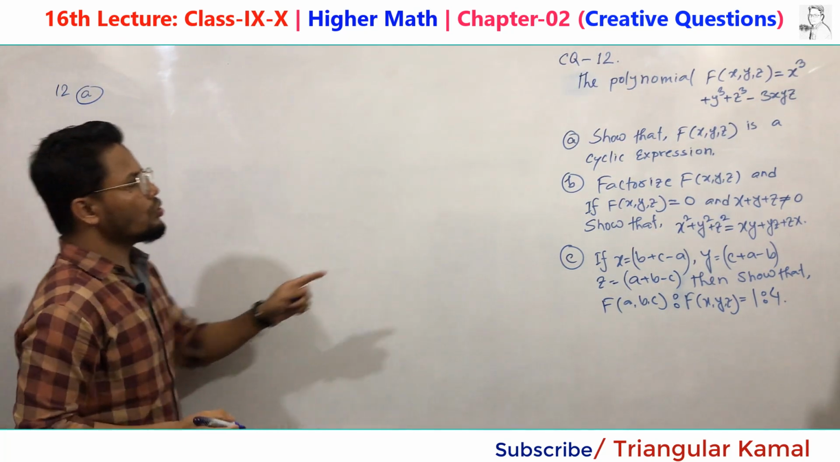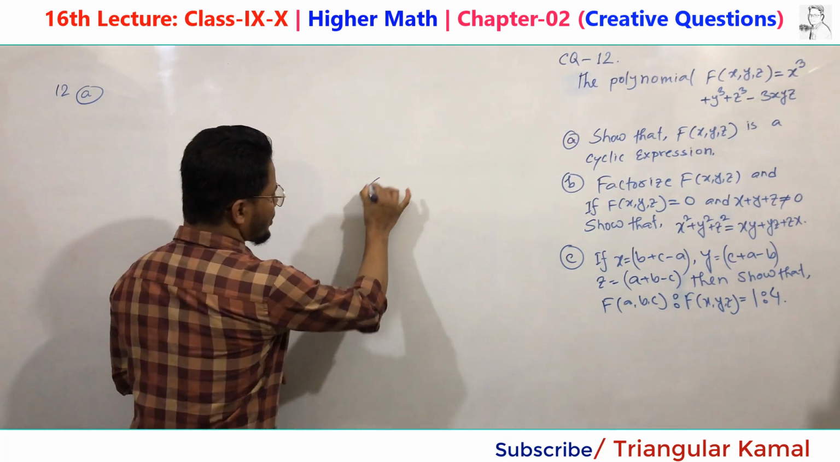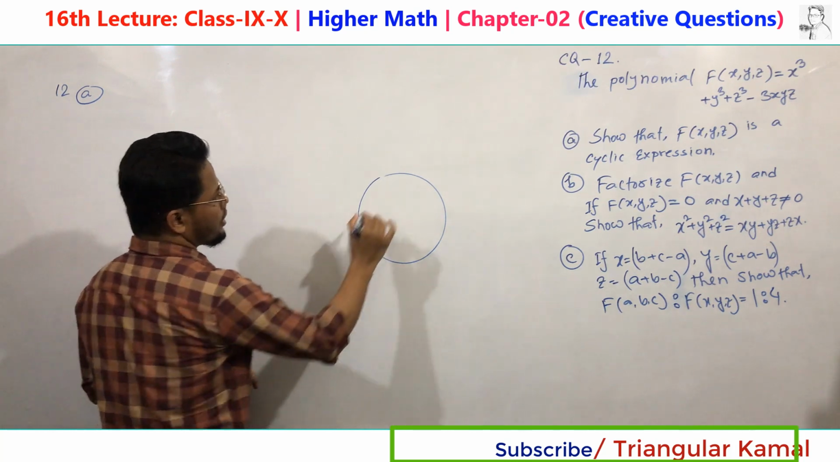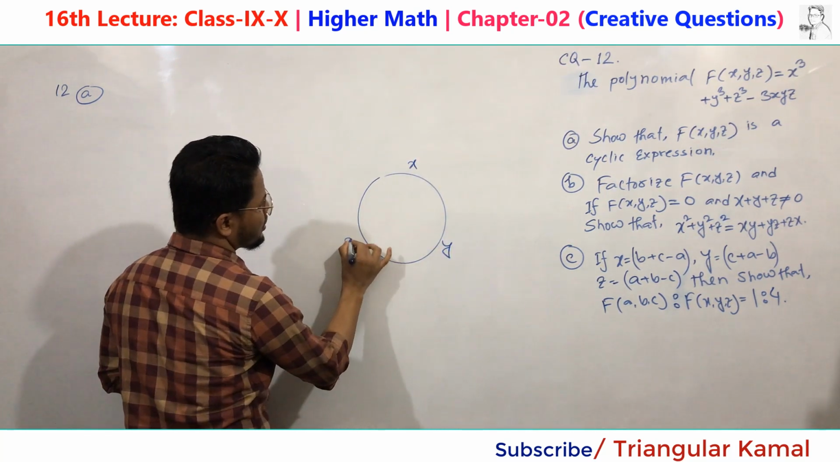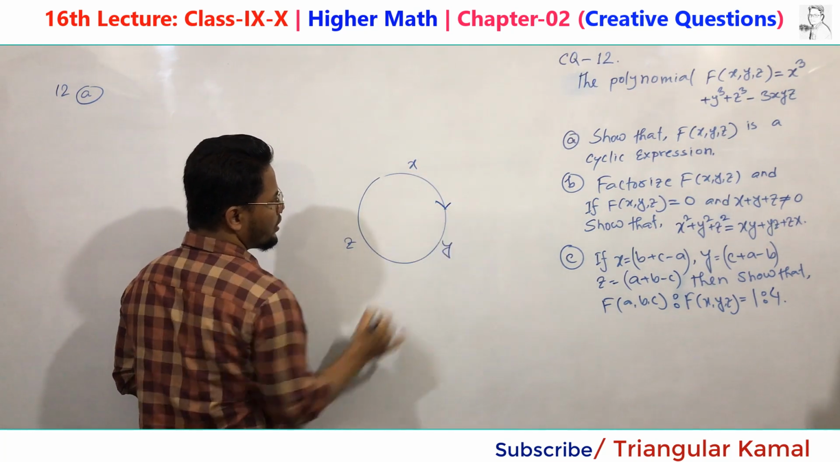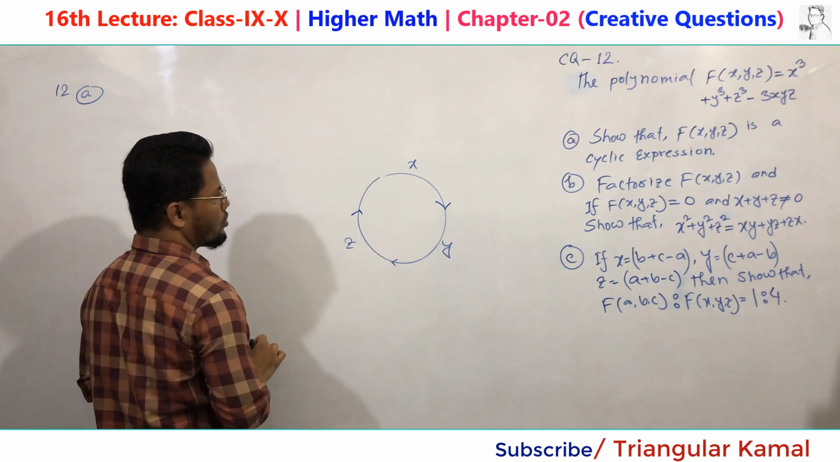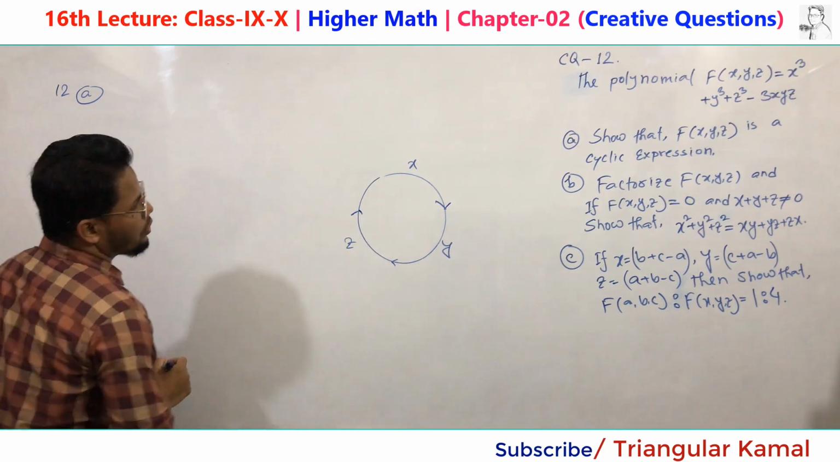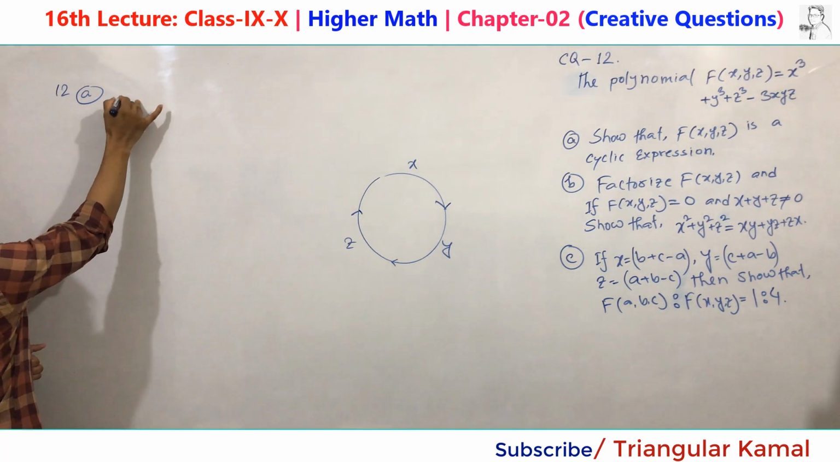First of all, you have to know what a cyclic expression is. A cyclic expression means: if we think of three variables x, y and z, and we change x to y, y to z and z to x, what will be the final result? Okay, part A, first write here the given information.